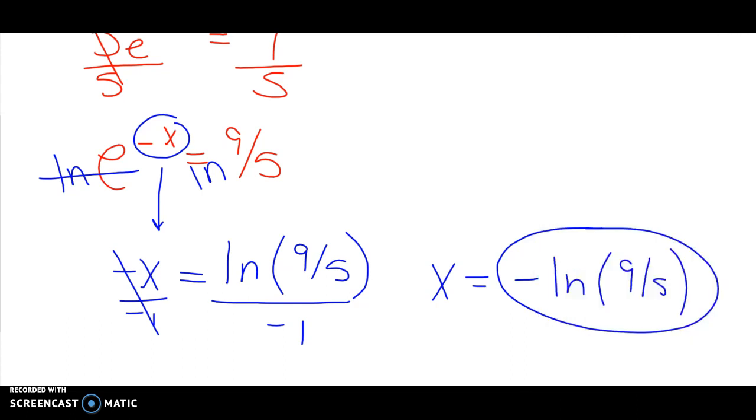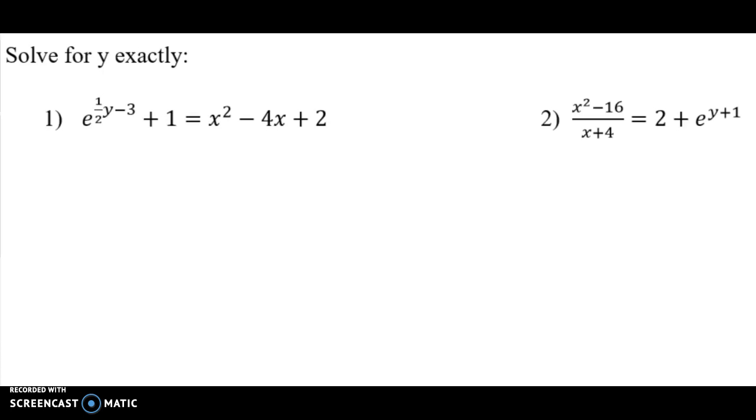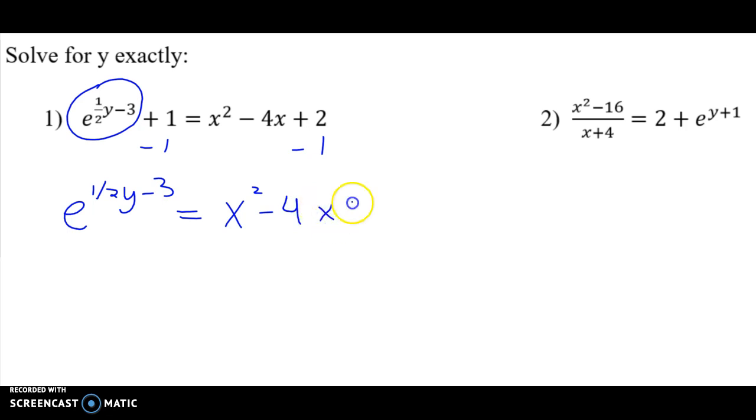All right, the last thing we need to do today is examples 1 and 2 down at the bottom. Just like we did a second ago, we need to get the exponential by itself. So I'm going to subtract over 1. Obviously that can be combined with the 2, the constant of that quadratic on the right. So we get e to the 1/2 y minus 3 equals x squared minus 4x plus 1.